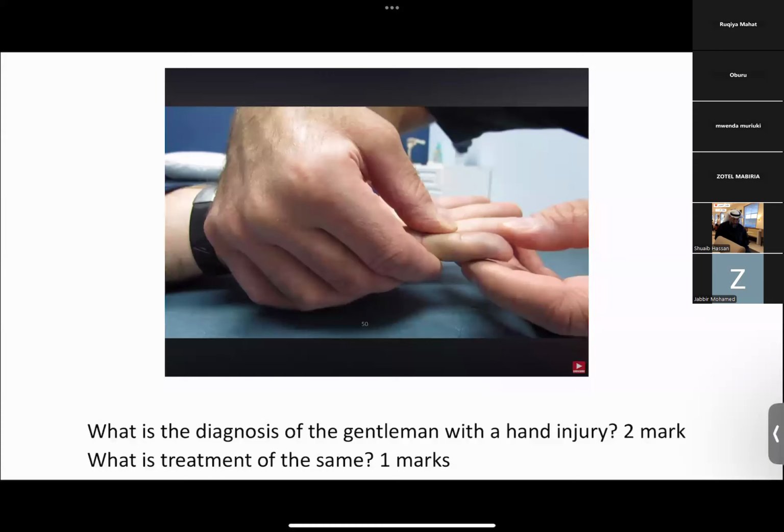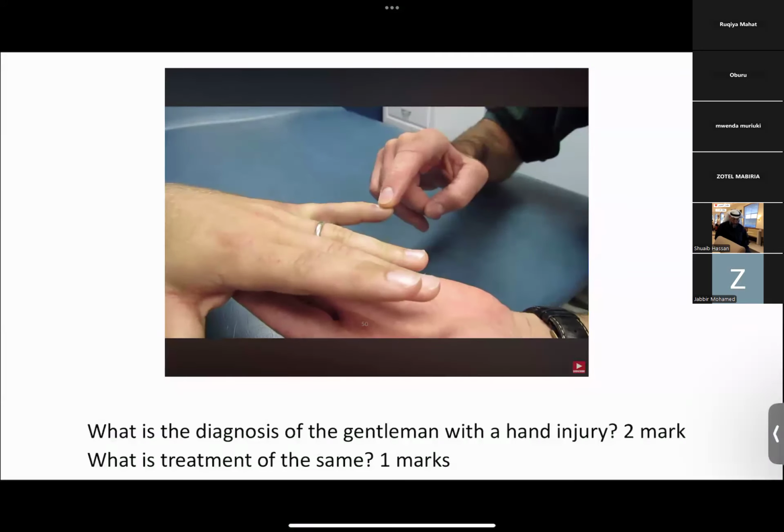Flex the DIP. If you cannot flex the DIP, it can only mean what? What have you injured? Your FDP. You've injured your FDP, all right? So that is the diagnosis. What is the treatment of FDP injury? We said mallet finger, you put a mallet splint. FDP, what do you do? Reconstruct? Yeah, you have to reattach it.